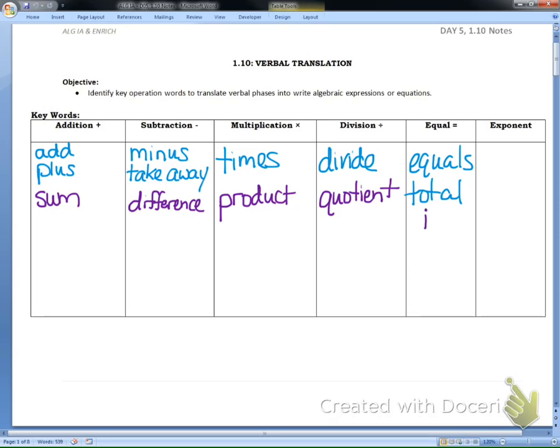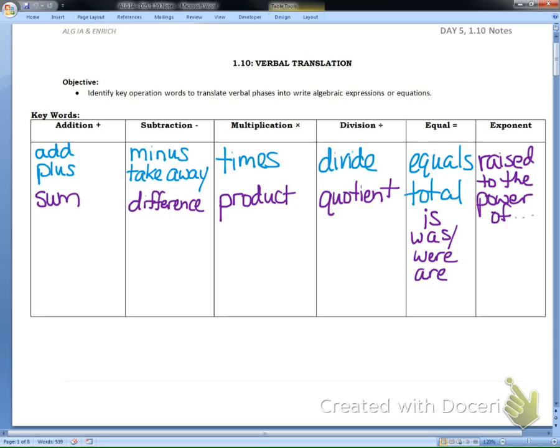Now for equals, you're going to see the word is in your story problems, or any tense of the word is. For example, was and were for past tense, are. And then for exponents, you see the words raised to the whatever power, and they use raised to the power of whatever. So they give you a number. So these are the most frequently used words in mathematics.